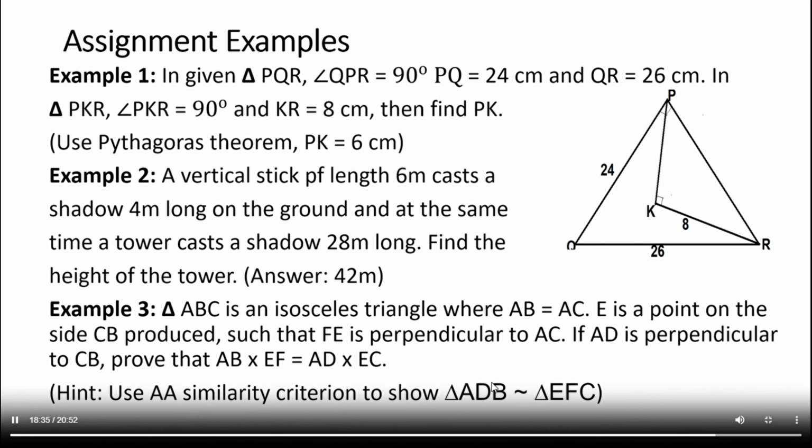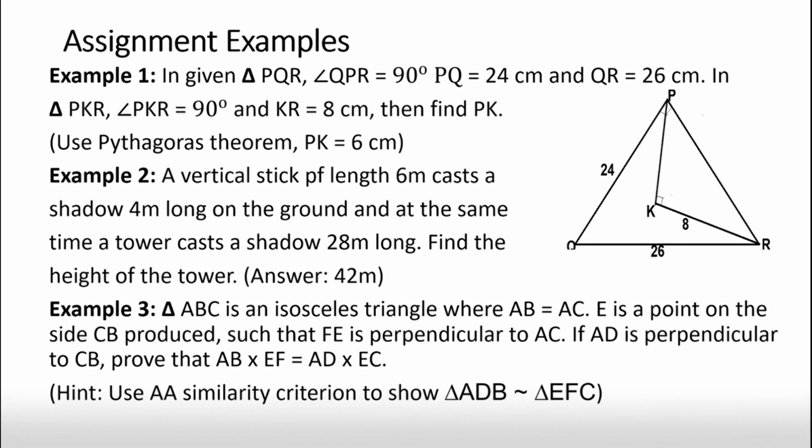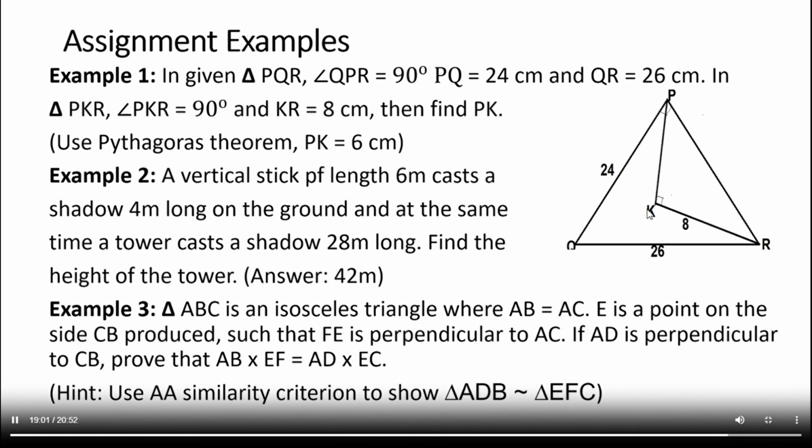Some assignment examples. Example 1, in given triangle PQR, if angle QPR is 90 degree, PQ is 24 and QR is 26 centimeter. In triangle PKR, angle PKR is 90 degree and KR is 8 centimeter, then find PK. You are given the diagram. You can use the Pythagoras theorem and the answer is PK is 6 centimeter.